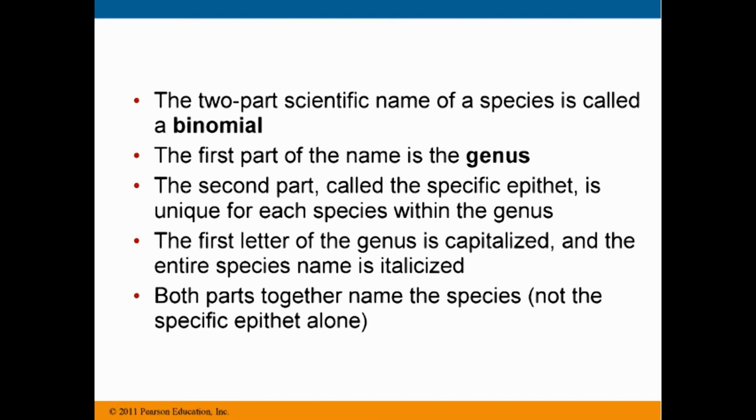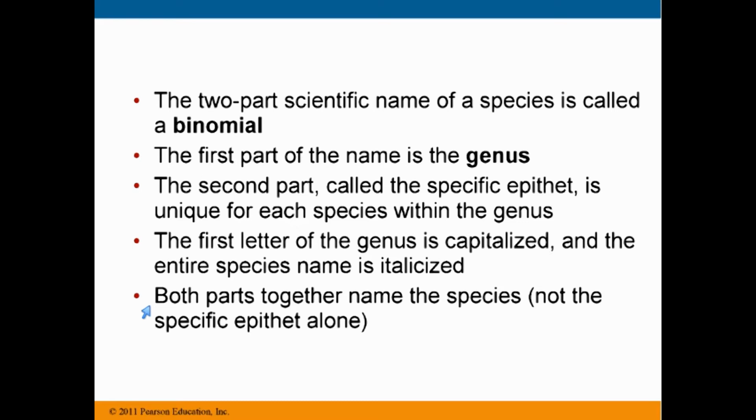So the fact that you've got a two-part scientific name, that's the binomial part. Nomenclature is referring to the name itself. We know that the first part is the genus. We've talked about all of this already. The second part is the specific epithet, and I've mentioned this before, that we typically call the species. Okay, we know that the first letter of the genus is capitalized, and this entire species name is going to be italicized. You do not capitalize the specific epithet of the binomial. So both parts taken together is what actually names the species.